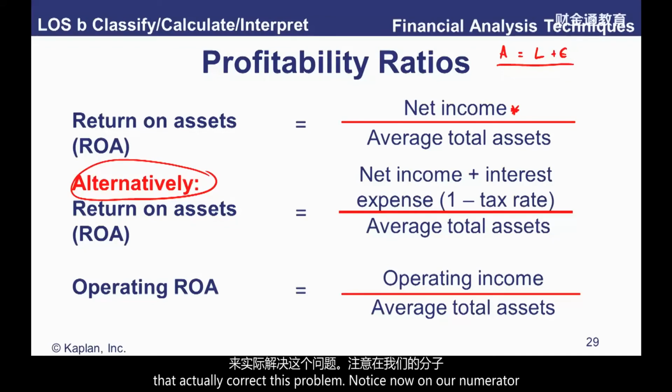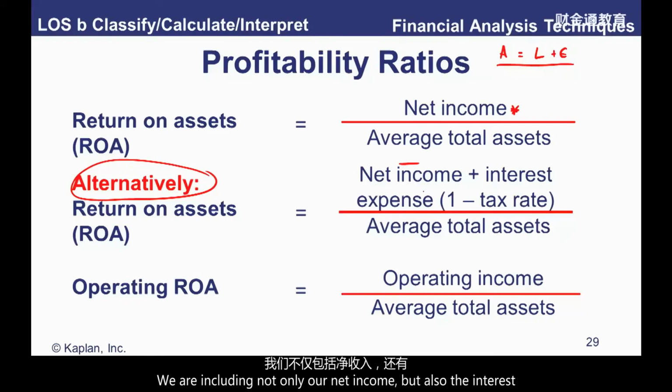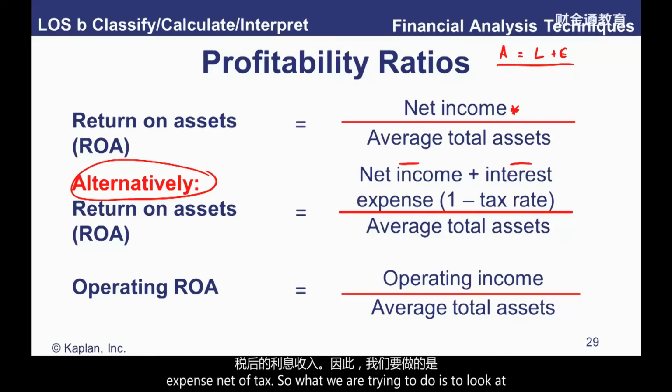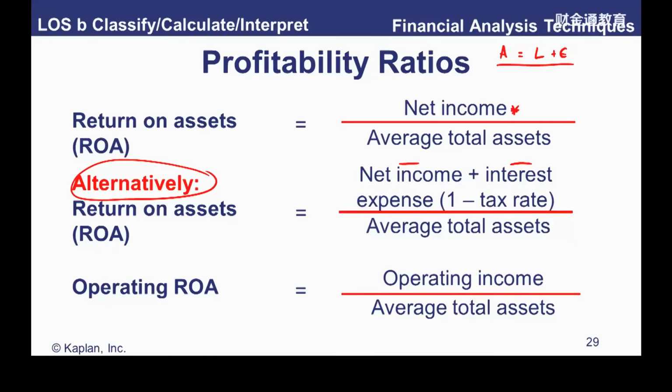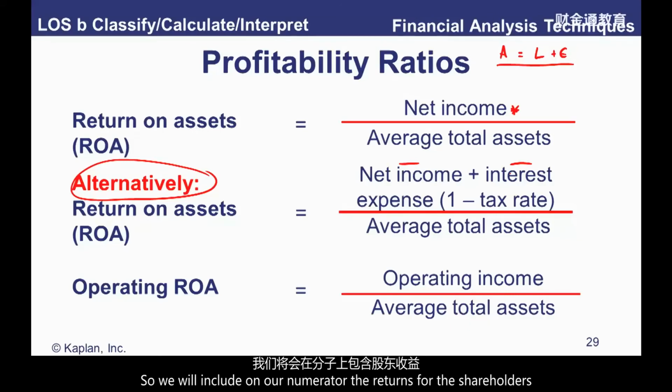Notice now on our numerator we're including not only our net income but also the interest expense net of tax. So what we're trying to do is look at net income essentially after tax but before interest payments. So we're including on our numerator the returns for the shareholders, net income, but also the returns to the debt holders, the interest expense net of its tax. And that kind of makes more sense to me.